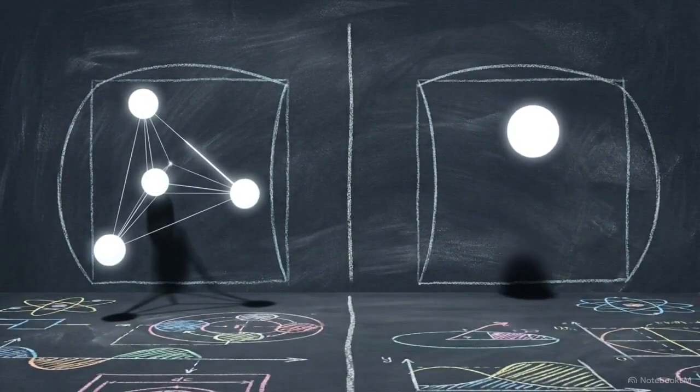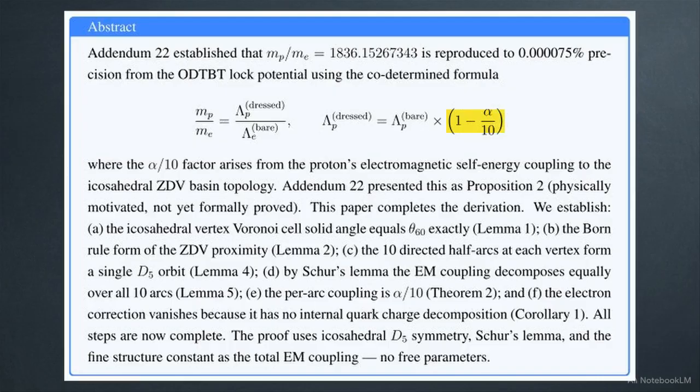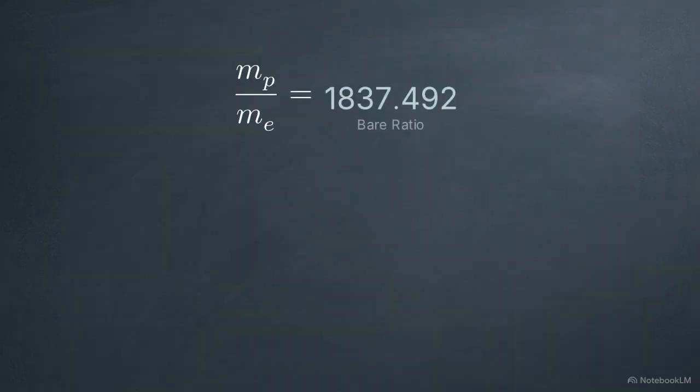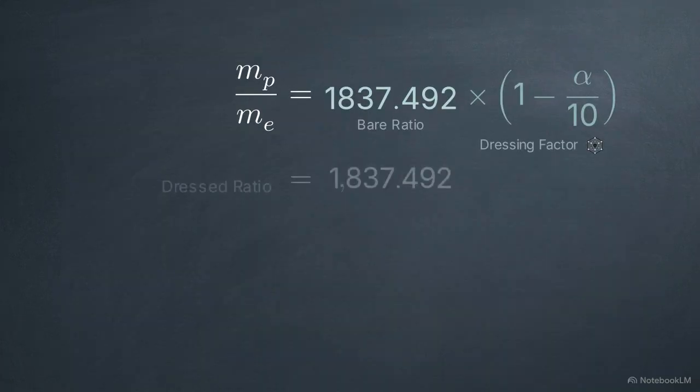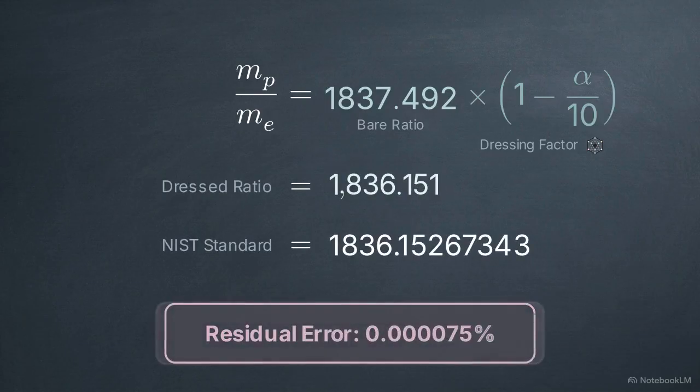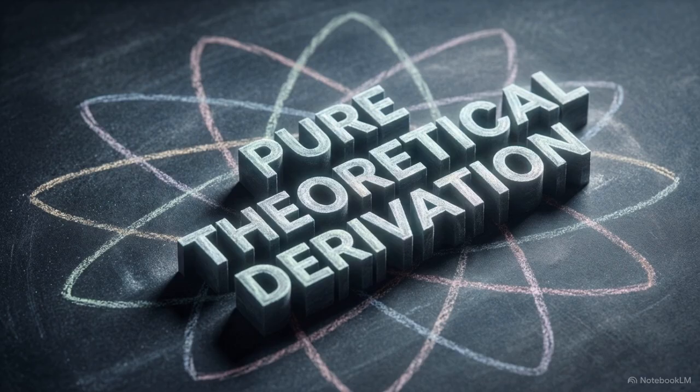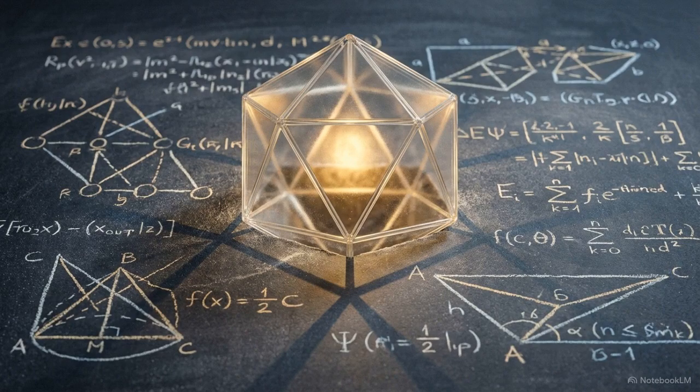Returning to the full formula in the abstract, we insert the derived 1 minus alpha/10 dressing factor. Multiplying the bare ratio of 1,837.492 by this geometric dressing factor matches the NIST mass ratio to 0.000075%. This precision was derived through established mathematics without introducing any arbitrary adjustments. The resulting precision suggests that these mass ratios emerge directly from the topological requirements of geometric symmetry.